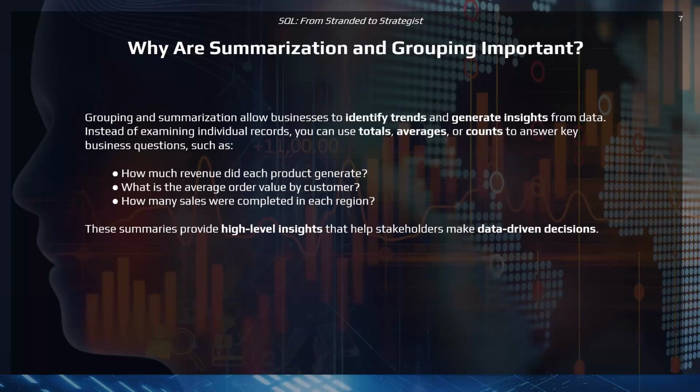Grouping and summarization allow businesses to identify trends and generate insights from data. Instead of examining individual records, you can use totals, averages, or counts to answer key business questions, such as how much revenue did each product generate? What is the average order value by customer? How many sales were completed in each region? These summaries provide high-level insights that help stakeholders make data-driven decisions.